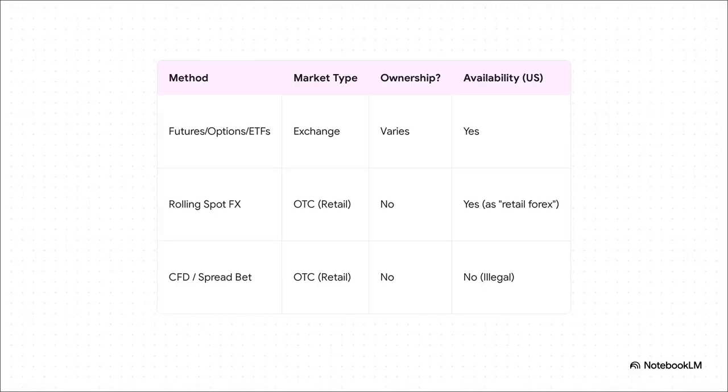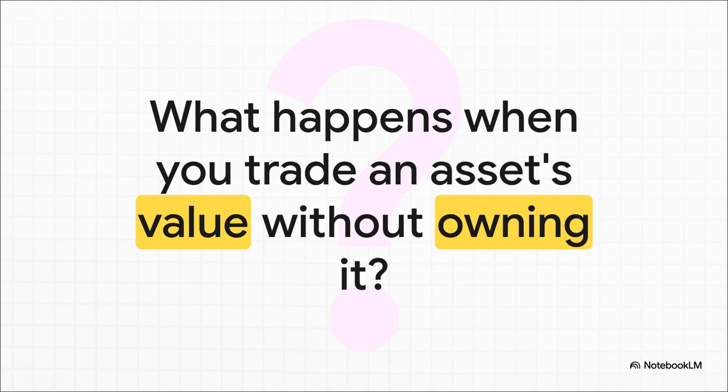So this table just puts it all together really nicely. On an exchange, you've got futures, options, ETFs, all available in the US. Then, in the retail OTC market, you have that rolling spot FX contract, which in the US is often just called retail Forex, where you have no ownership. And finally, you have products explicitly called CFDs, which are basically the same thing, but are actually illegal for retail traders in the US. So here it is, the main takeaway.